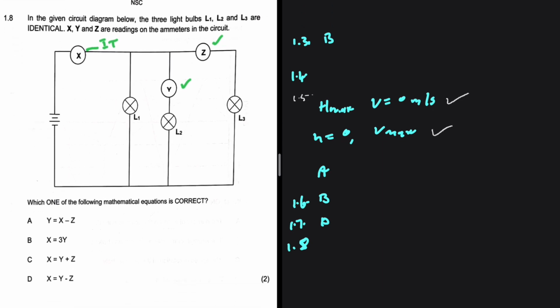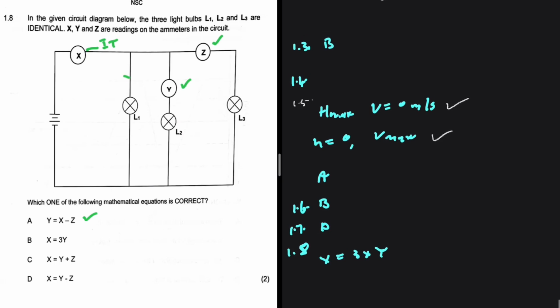Let's look at what makes sense. A says that the reading on Y is equal to X minus Z. Well, that is not true. The reading on Y can be equal to X minus 2Z, not X minus Z. And B, the reading on X, the total current, is equal to 3 multiplied by Y. Here on this path we have Y, here on this path we have Y, and here on this path we have Y. Z and Y are equal to each other. So this is true. Option B is true. So the answer to 1.8 is B.